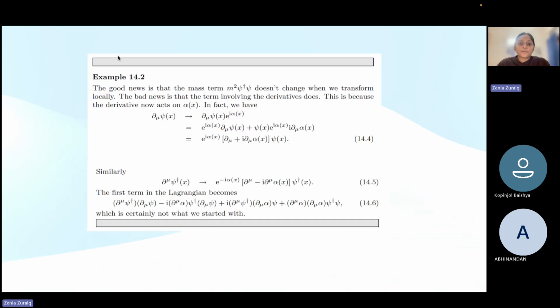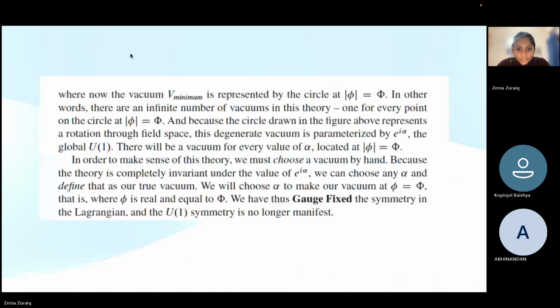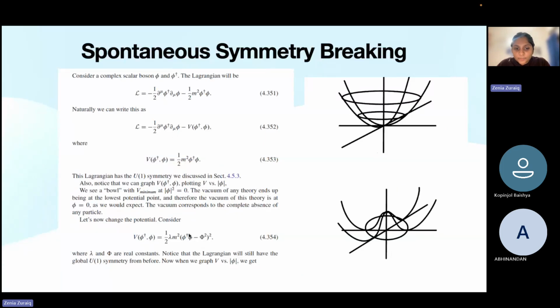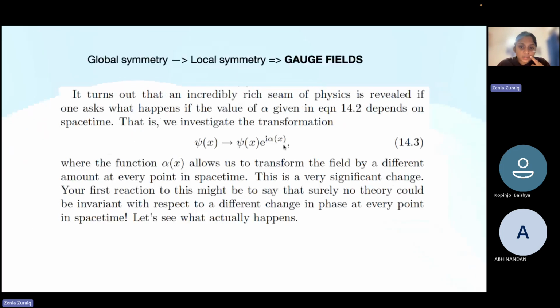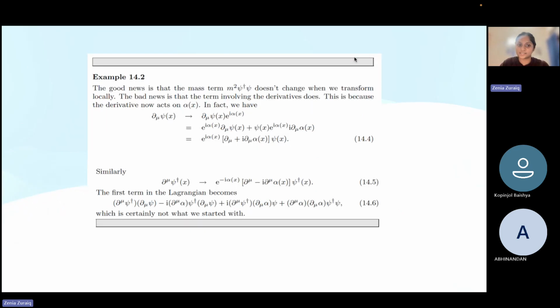Okay, so the problem is that in the global case, when I multiply by e^{iα}, this term doesn't change, and this term also doesn't change, because e^{iα} is a constant, so the derivative doesn't act on it. But when I have a local symmetry like this, the derivative does act on it, which means I will end up with a bunch of extra terms. And when I have extra terms, I can't really call the symmetry, or the theory, the same anymore. This is why the concept of gauge field is important, because it helps us cancel off the extra terms. You'll see exactly what I'm talking about in this example.